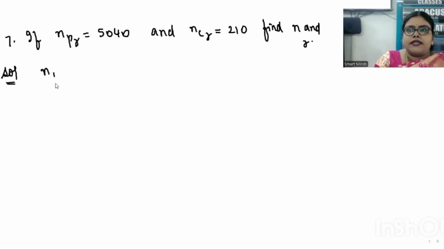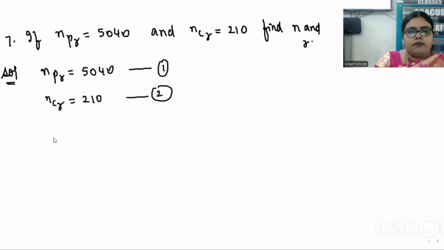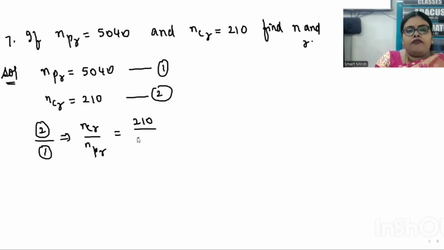So first let us take nPr equals 5040. Mark it as equation number 1. nCr equals 210. Mark it equation number 2. So let us divide 2 by 1. So you get nCr by nPr equals 210 by 5040. Now what is the formula for nCr?